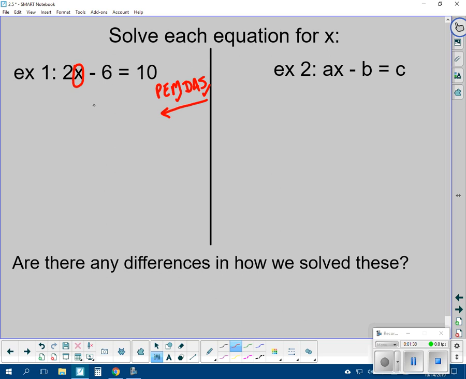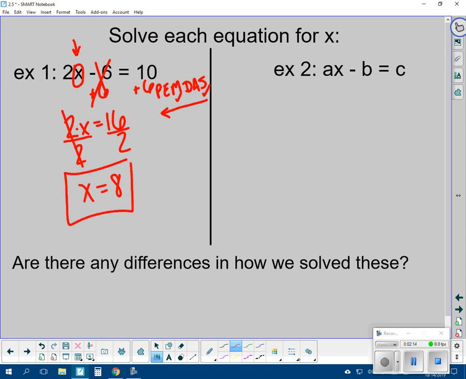In order to get rid of something, we do the opposite operation. So we're going to add 6, but whatever you do on one side, you've got to do to the other. And these cancel, so we have 2x equals 16. In order to get rid of that multiplication, we do the opposite operation, which is division, by 2. Whatever you do on one side, you do to the other. Those cancel. And x equals 8. And we know we can always plug that answer back in to our problem and make sure our left side and our right side are equal. Okay, but that is our solution.